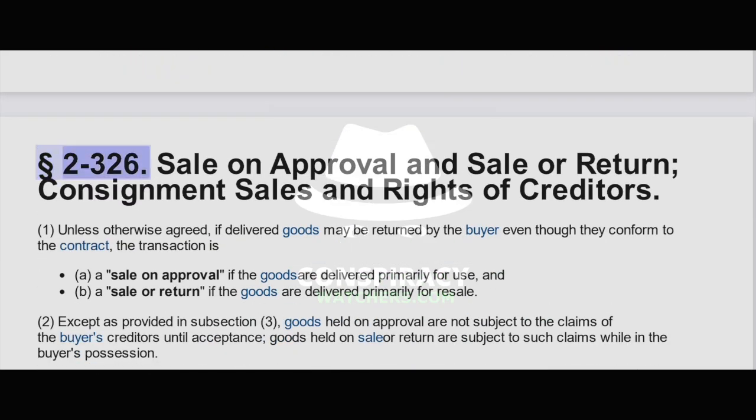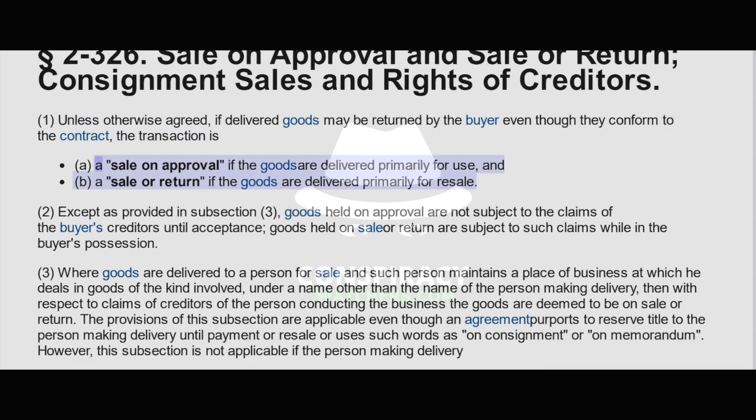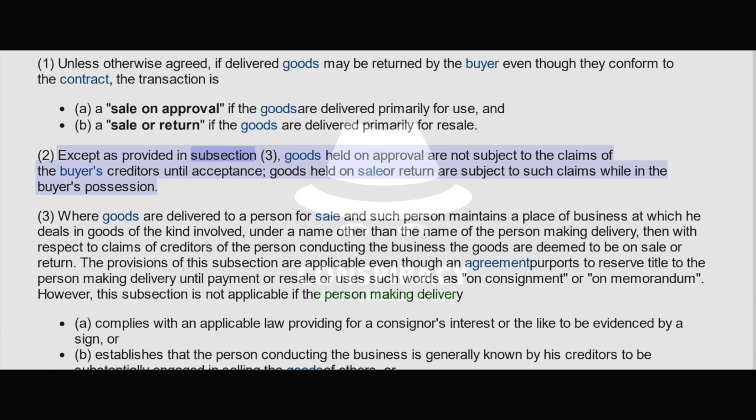Section 2-326. Sale on approval and sale or return; consignment sales and rights of creditors. Unless otherwise agreed, if delivered goods may be returned by the buyer even though they conform to the contract, the transaction is a sale on approval if the goods are delivered primarily for use, and a sale or return if the goods are delivered primarily for resale. Except as provided in subsection (3), goods held on approval are not subject to the claims of the buyer's creditors until acceptance. Goods held on sale or return are subject to such claims while in the buyer's possession.